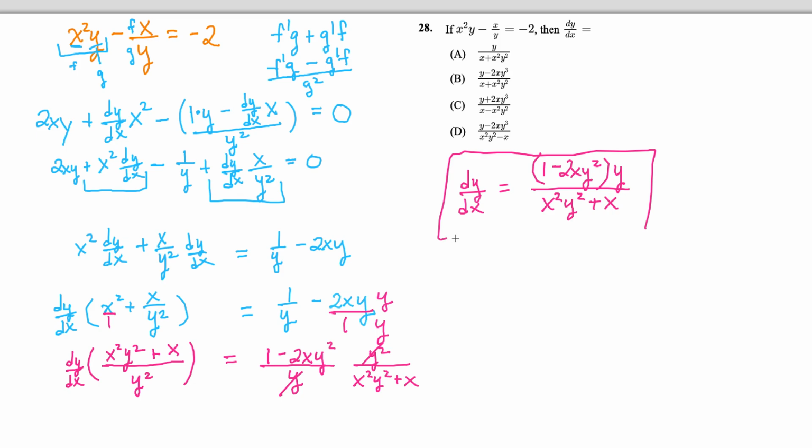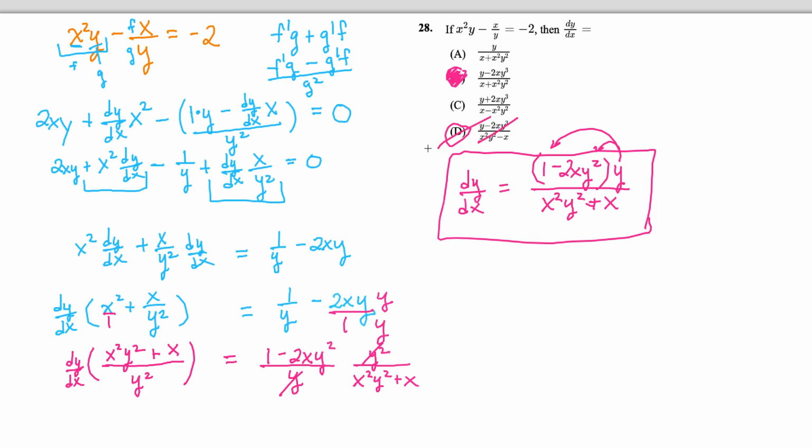And now this I could correctly identify, I believe. If I distribute the y in, I'm going to get y minus 2xy cubed. Okay, so it's between B and D, right? Because they both have the same numerator, which is equal to mine when I distribute the y in. And then I have a plus in the bottom, so it's going to be x plus x squared y squared. And B is my choice. And literally the difference between B and D was just that sign change.